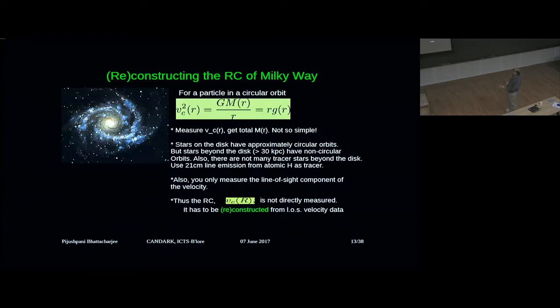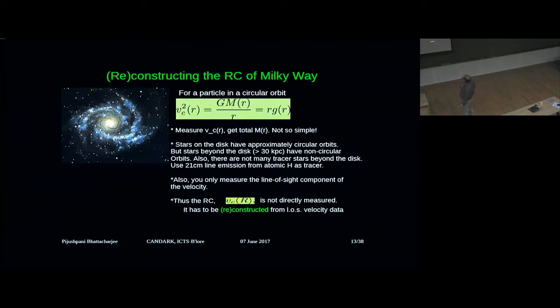Also, you only actually measure the line of sight component of the velocity. You don't directly get the rotational motion. So you have to do modeling and various kinds of processing before you arrive at this V_c. Now, V_c(R) is not a directly measured quantity. It has to be reconstructed from the line of sight velocity data.